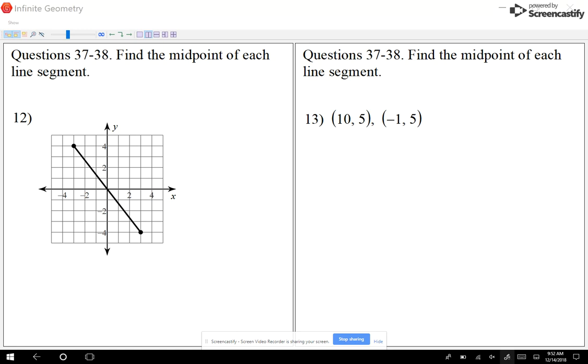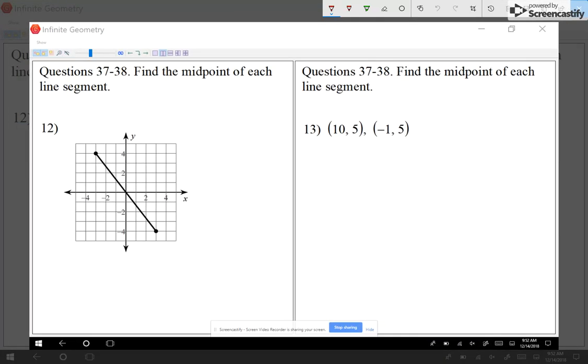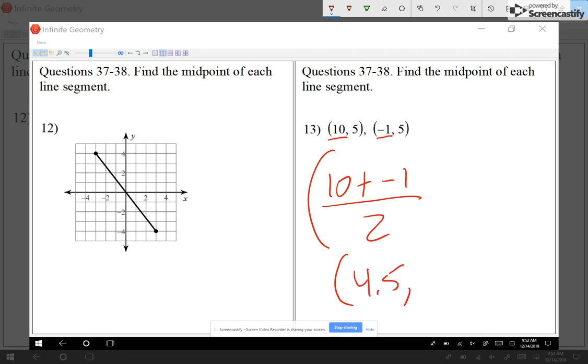Now, our examples 12 and 13, let me take a look at 13 first. I know 12 is before 13, but let me take a look at 13. When we have the coordinates, we're asked to find the midpoint of each line segment. So to get the X value, I'm going to look at the X values of the coordinates, and I'm going to add the numbers, 10 plus a negative 1. And whatever I get, I'm going to divide it by 2. So I'm just looking at the X values. 10 plus a negative 1 is 9. 9 divided by 2 is 4.5. That's the X value.